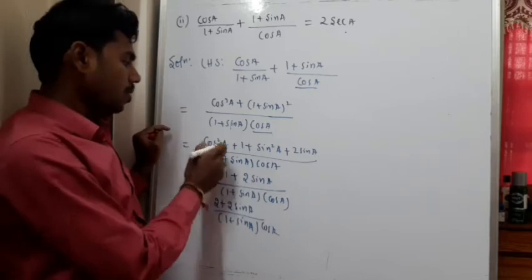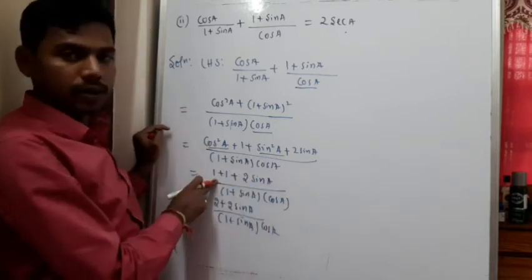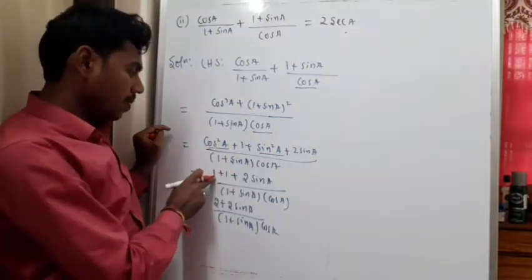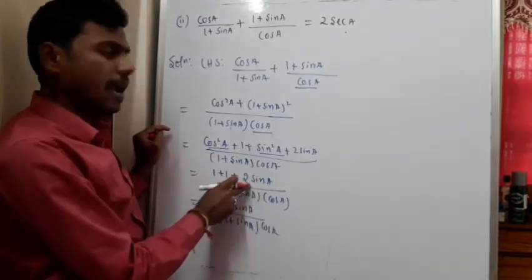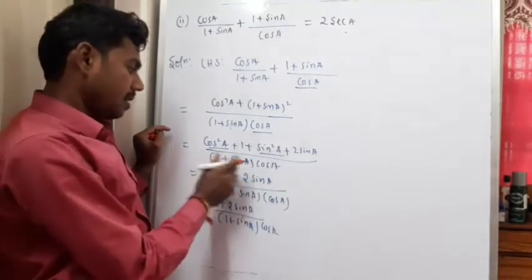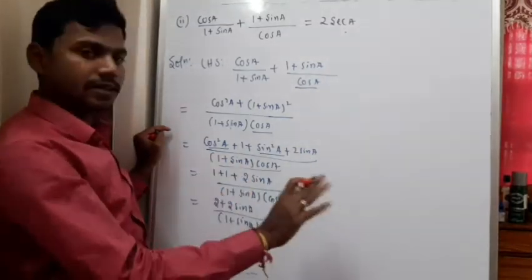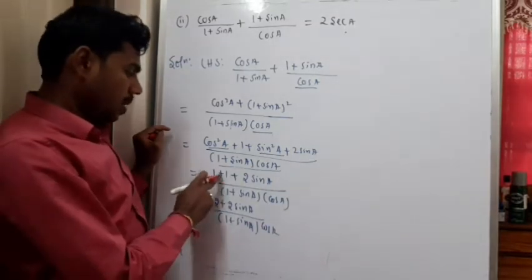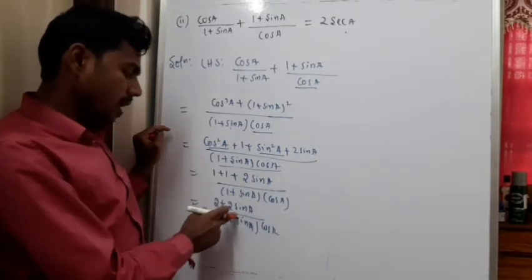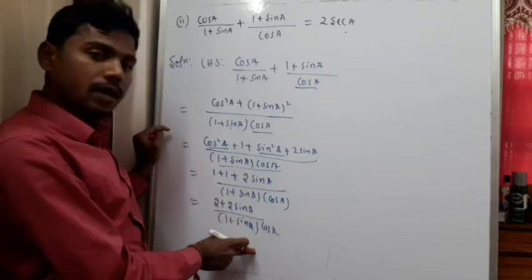See, cos square A plus sin square A will give me 1. This cos square A plus 1 plus 2 sin A I have written as it is. In the denominator, what was there? I have written as it is. Next, this 1 plus 1 will give me 2 plus 2 sin A, divided by 1 plus sin A divided by cos A.